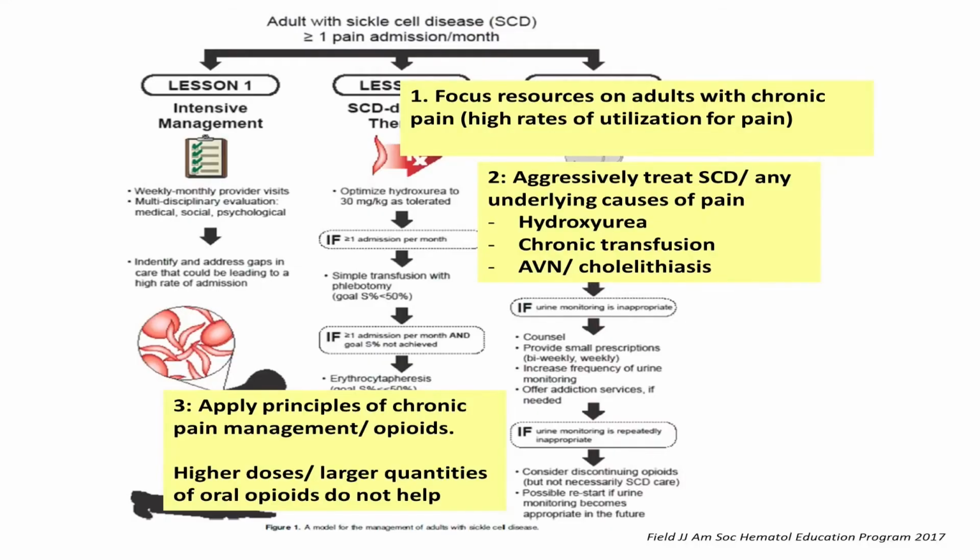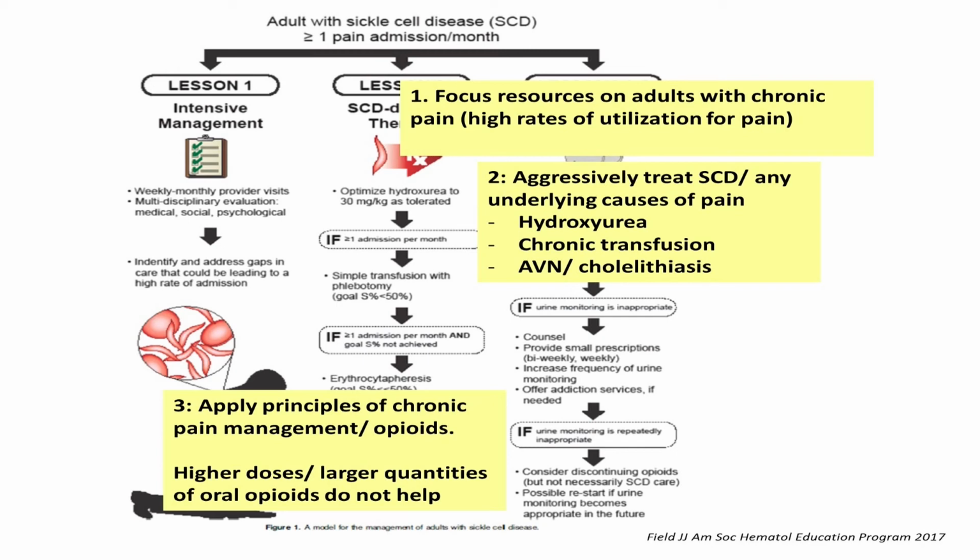So this slide summarizes what to do in patients. Here, the adult patients who had more admissions, likely indicating that they have chronic pain, should get special attention. So looking at what is contributing to their pain is important. So focus resources on adults who have chronic pain. Then the second thing is, it all started with sickle cell. So it's important to manage their sickle cell: maximize their hydroxyurea use, chronic transfusion, and fix what can be fixed. If a person has AVN, that needs to be fixed. If they have gallstones, that needs to be fixed along with their sickle cell disease.